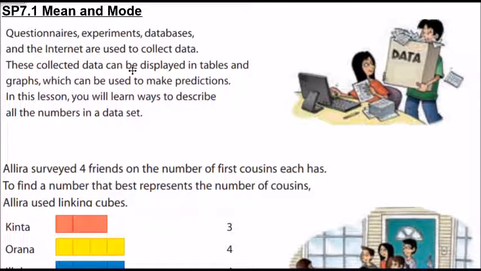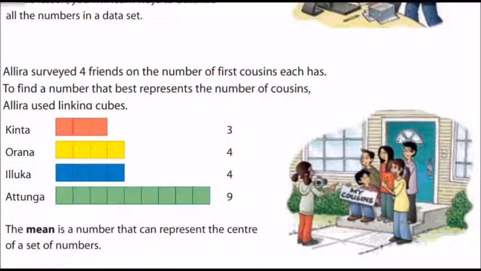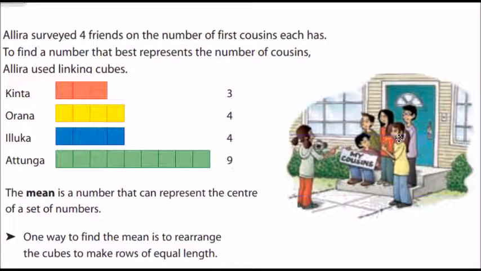Questionnaires, experiments, databases, and the internet are used to collect data. These data collected can be displayed in tables and graphs, which can be used to make predictions. In this lesson, we will learn ways to describe all of the numbers in a data set, or all the numbers we collect when we collect data. Alira surveyed 4 friends on the number of first cousins each has. To find a number that best represents the number of cousins, Alira used linking cubes.